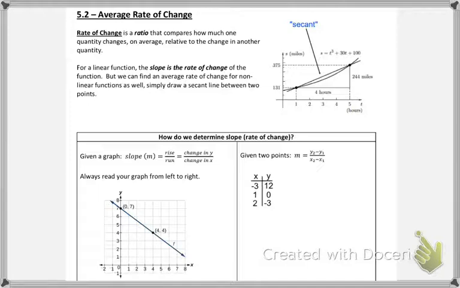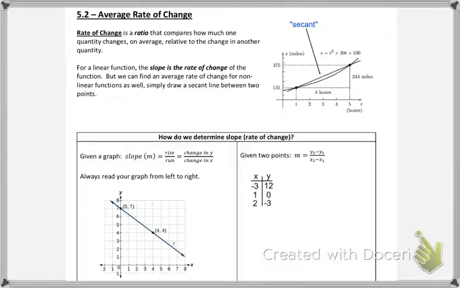So if we think back to the roller coaster example, instead of looking at whether it's just increasing or decreasing, now we're looking at how much it is increasing, how much it is decreasing, what is the average rate of change, how fast is it changing. Now for a linear function, if it's a line, the slope is actually the rate of change. Remember, we define slope as change in y over change in x.